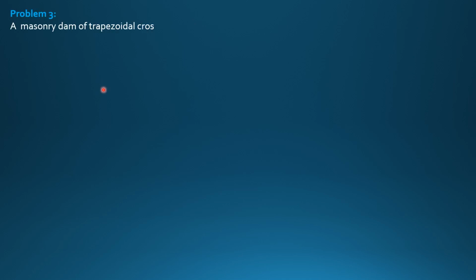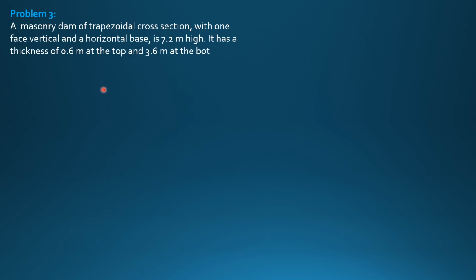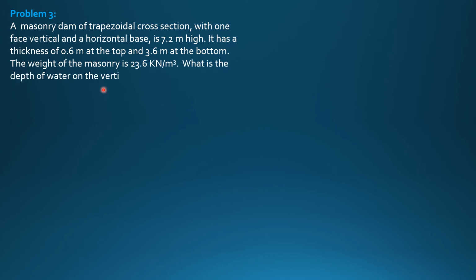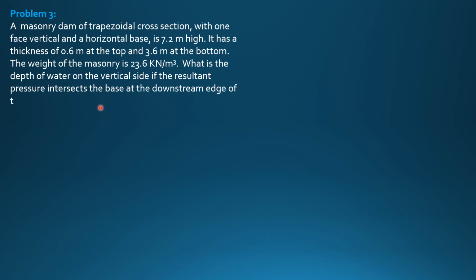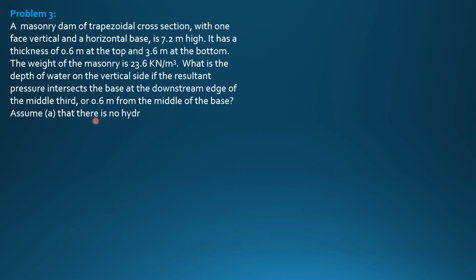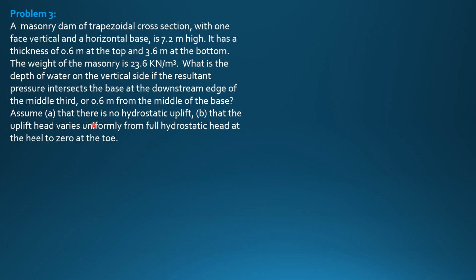A masonry dam of trapezoidal cross-section with one face vertical and a horizontal base is 7.2 meters high. It has a thickness of 0.6 meter at the top and 3.6 meters at the bottom. The weight of the masonry is 23.6 kilonewtons per cubic meter. What is the depth of water on the vertical side if the resultant pressure intersects the base at the downstream edge of the middle third, or 0.6 meter from the middle of the base?